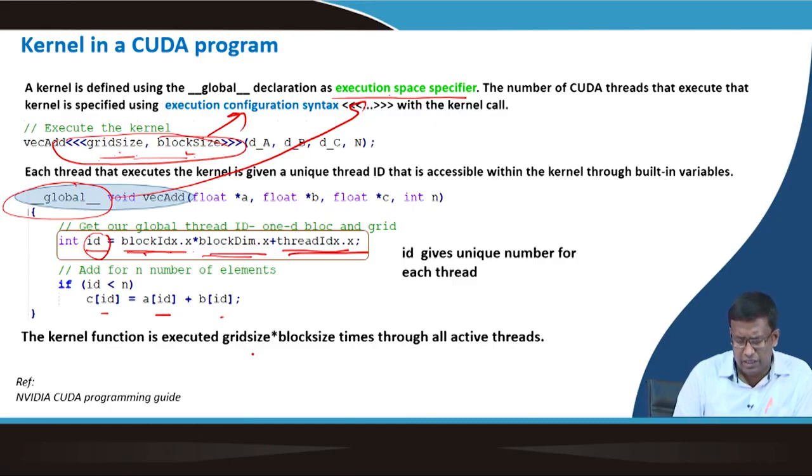The kernel function is executed grid size into block size times, because grid size is the number of blocks inside the grid, and block size is the number of threads inside a block. So how many threads are launched? Each block launches block size number of threads, and grid size number of blocks are launched. So in total, grid size into block size threads are launched, and each thread calls the kernel. So the kernel function is executed grid size into block size times.